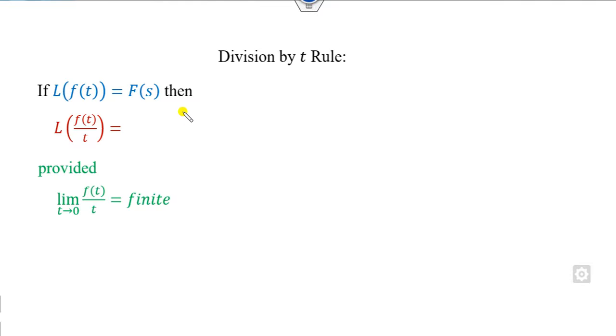What is the rule? Whenever you have a Laplace transformation of f(t) over t, first of all make sure the limit is finite. If the limit is not finite, then you are unable to find the Laplace transformation. Whenever you have a finite limit, then the Laplace transformation will be the integral from s to infinity of F(s) ds. Second, if you have the function f(t) divided by t square, now it's degree 2, then you have to double integrate from s to infinity F(s) ds ds.